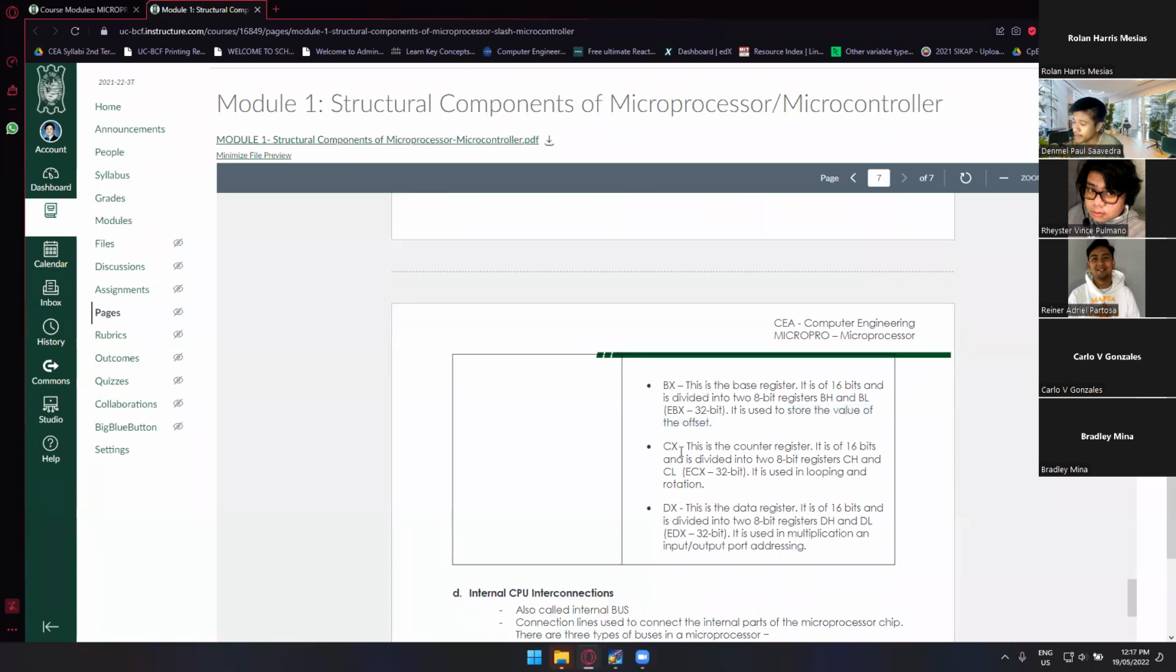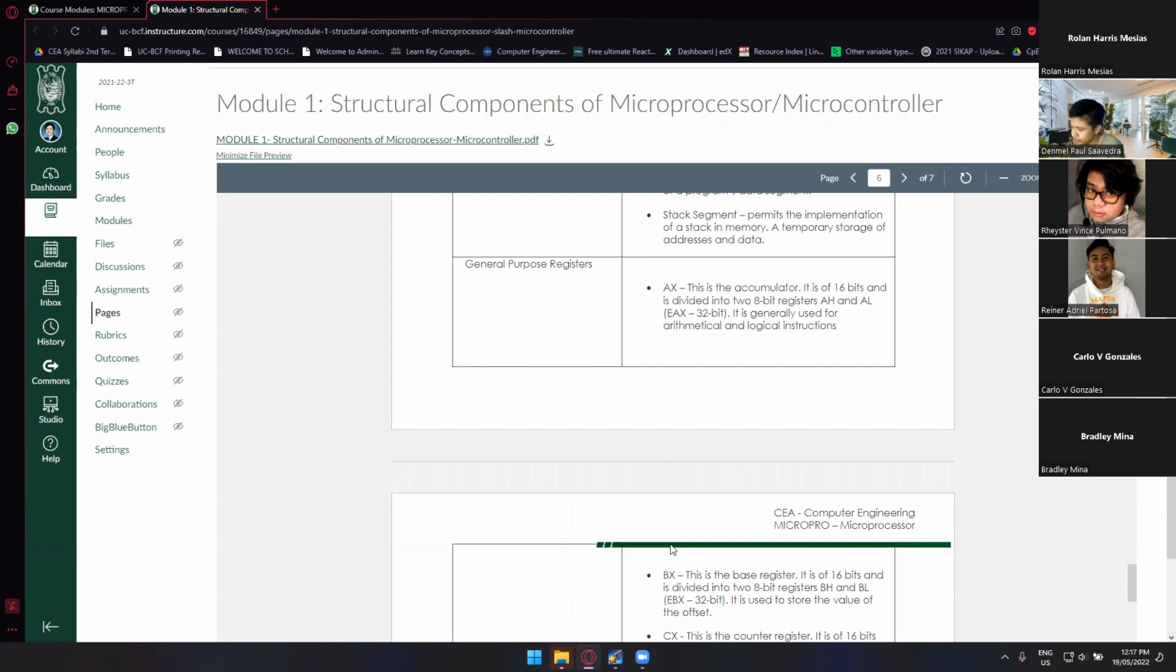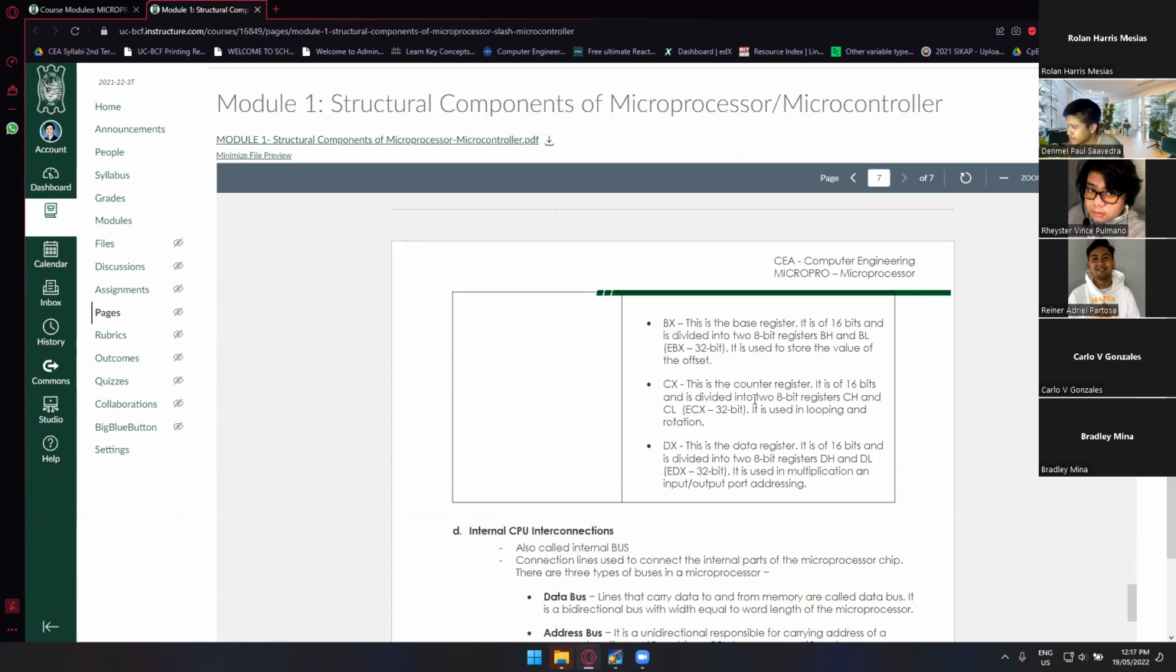Okay, and then the next one is CX. Same, this is a 32-bit general purpose register. This one has CH and then CL. This one is best in looping. It is used in looping and rotation. So if you have a program wherein you're going to use loops, then this is the one that you should use, CX.